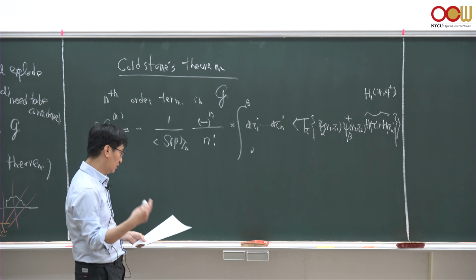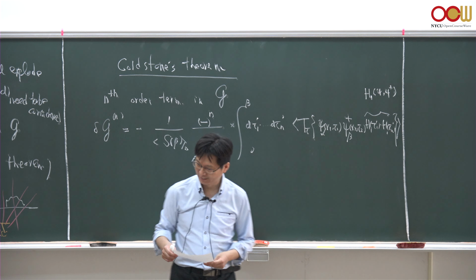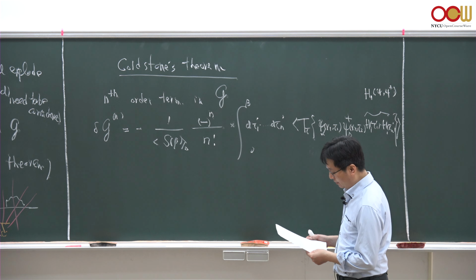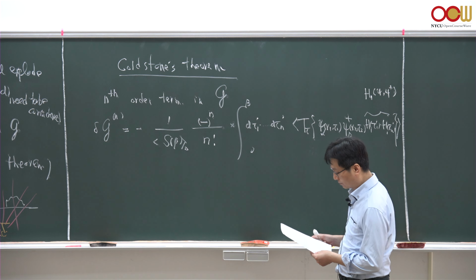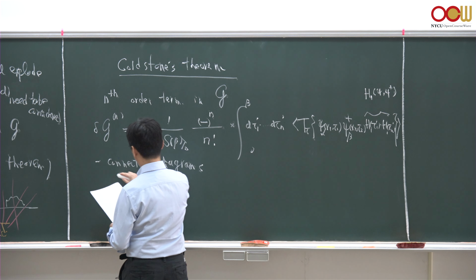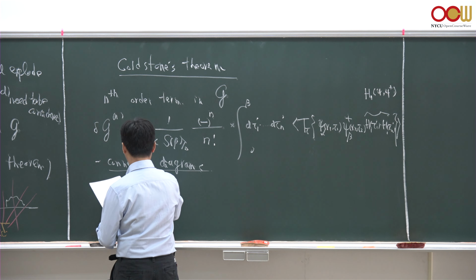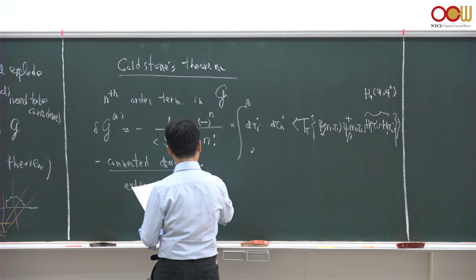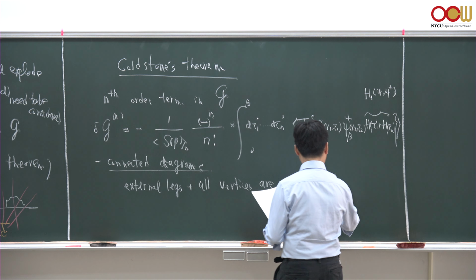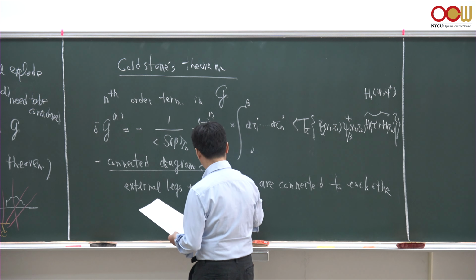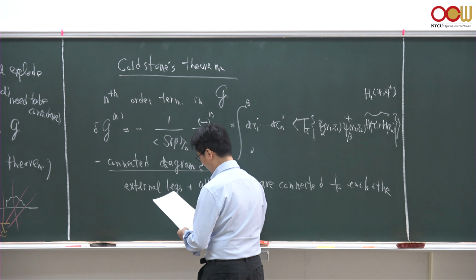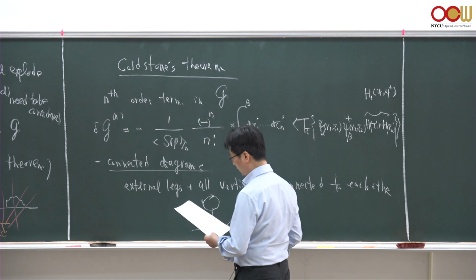62 operators. How can you draw the Feynman diagrams of 62 operators that are multiplied together? This is almost impossible, but fortunately the connected diagrams are sufficient. Which means that the external legs plus all the interaction vertices are connected to each other, like this. A balloon with a string attached to the ground is a typical connected diagram.